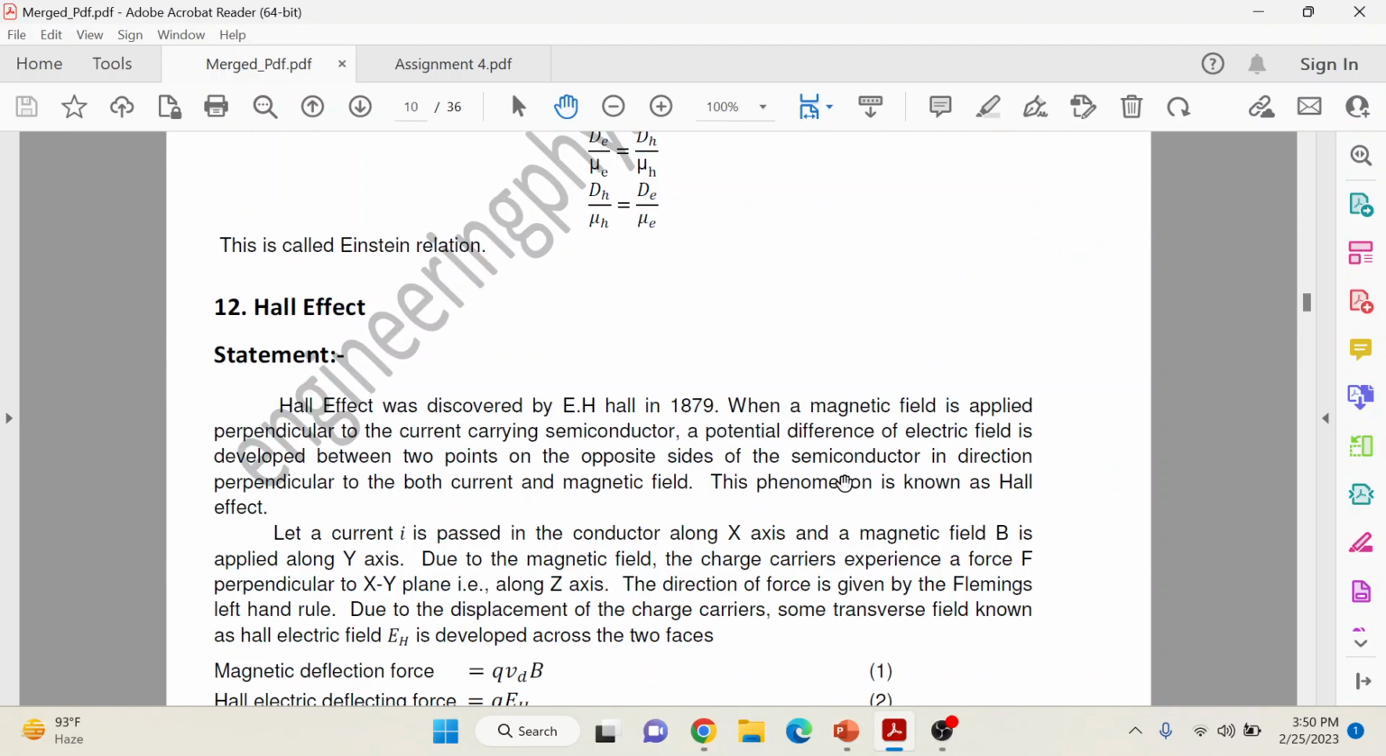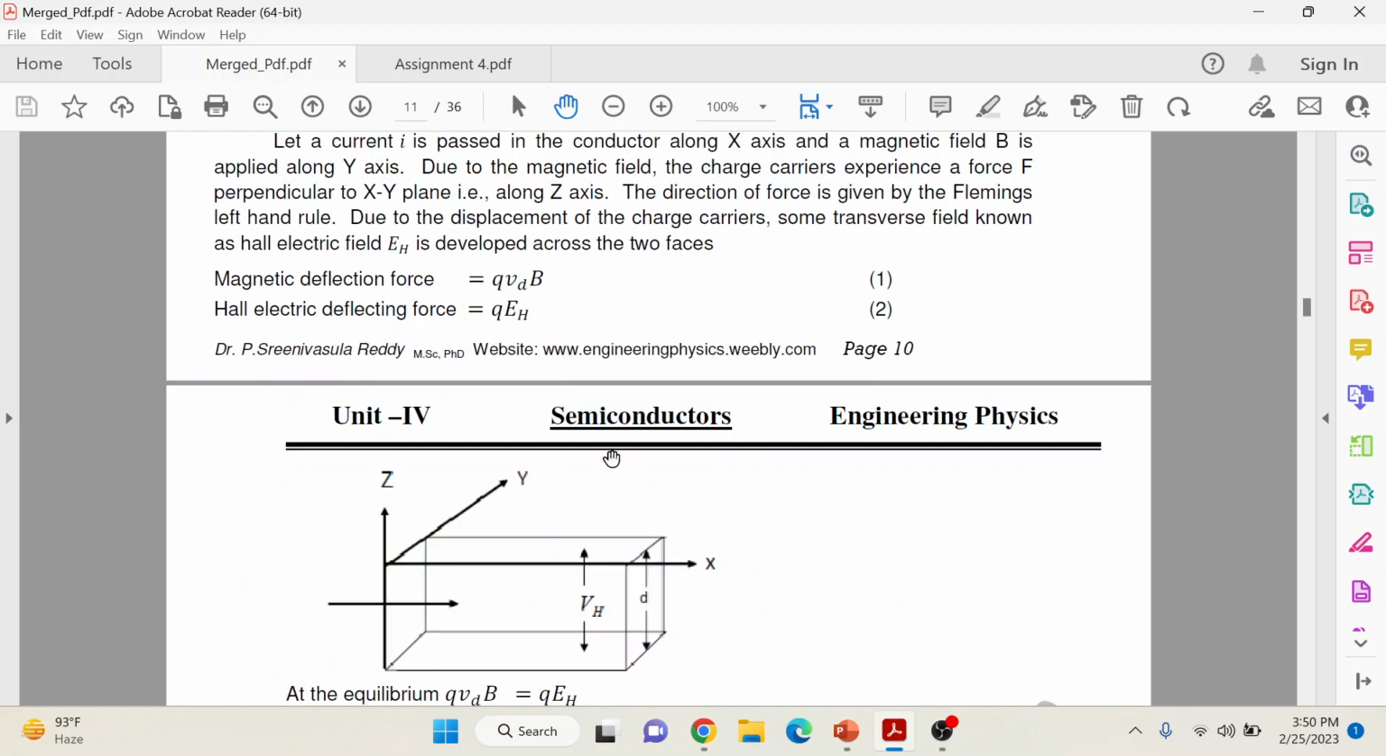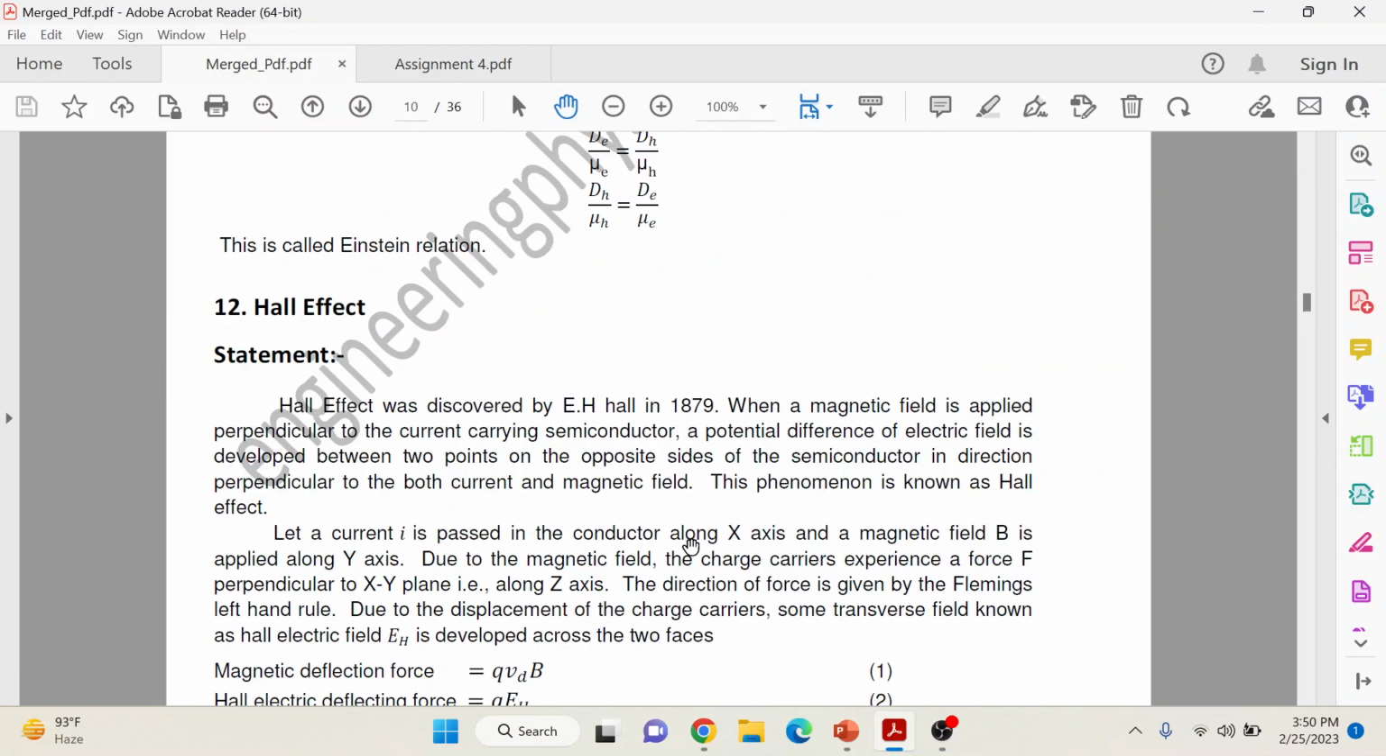so we have gone through the Hall effect. The Hall effect statement says it was discovered by E.H. Hall in 1879, and it says that when a magnetic field is applied perpendicular to the current carrying semiconductor, a voltage develops between 2 points on the opposite sides of the semiconductor in a direction perpendicular to both current and magnetic field. This phenomenon is known as Hall effect.